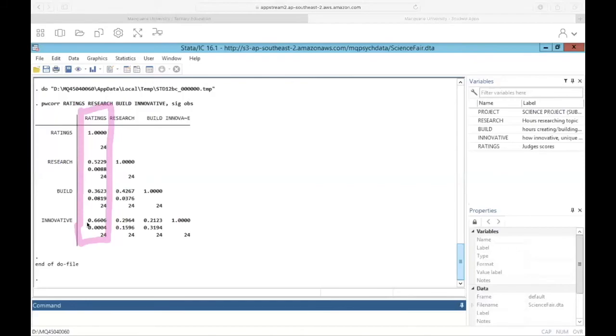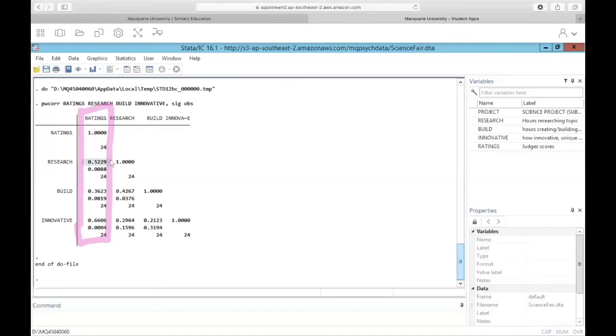Now, while there does appear to be a positive relationship for all three variables, only two of them are significant. So the first line for each relationship is the correlation. The second line is the significance level. So we can see that both research and innovative are statistically significant, while the relationship between ratings and hours spent building is non-significant because the p-value is greater than 0.05. Right? And we can also see that there's a significant relationship between hours spent researching and hours spent building.